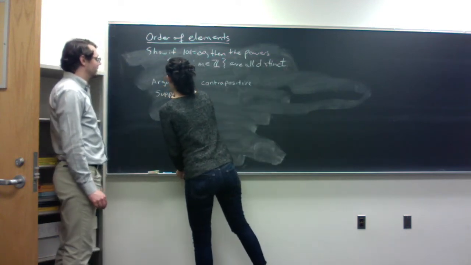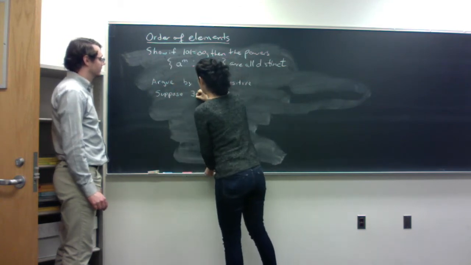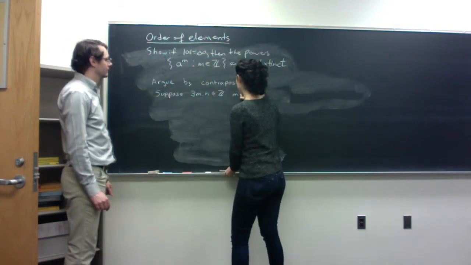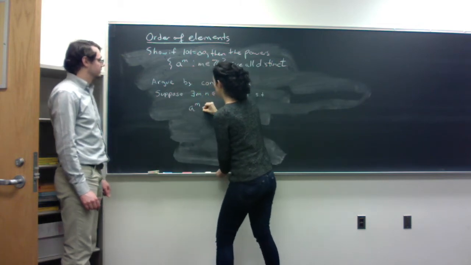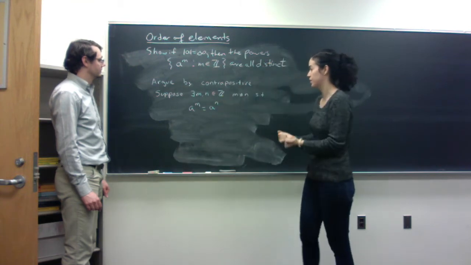Suppose they are not all distinct, so that means that there exist m and n in Z with m different than n, such that a to the m equals a to the n. So two of these things indexed differently are the same.